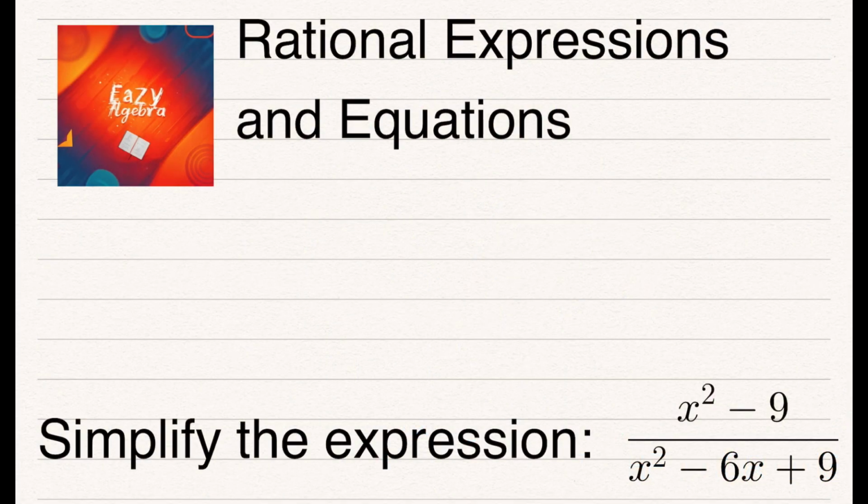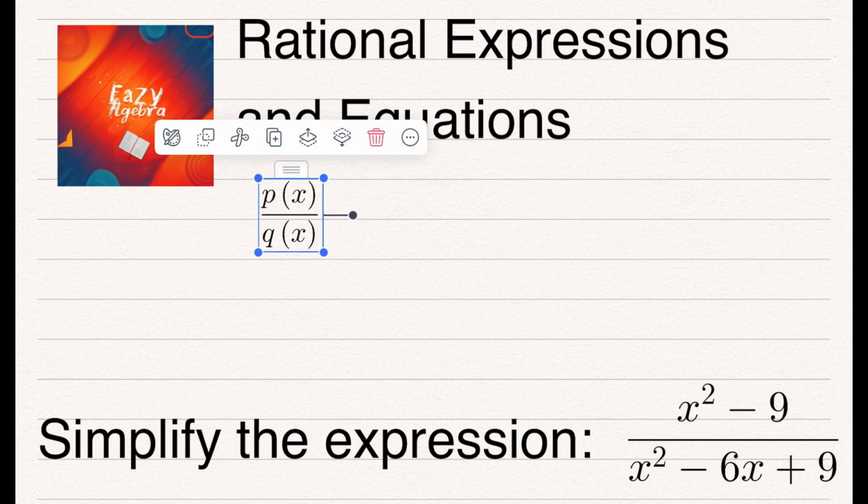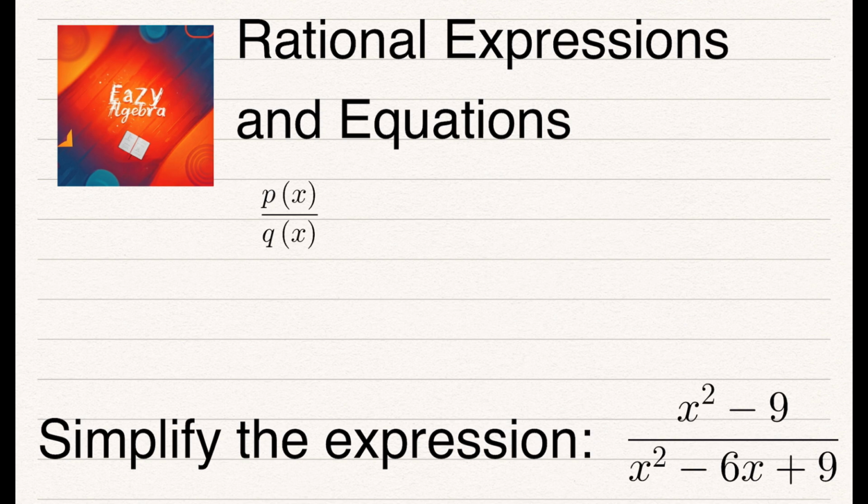Welcome to Eazy Algebra. Today we want to look at rational expressions and rational equations. So let's start with what a rational expression or a rational equation is. A rational expression is an expression of the form p of x all over q of x, where p of x and q of x are polynomials. So what we end up having is a polynomial over a polynomial.